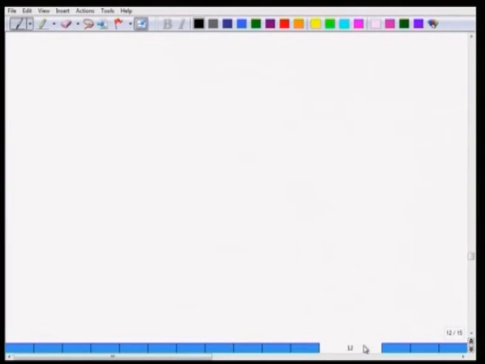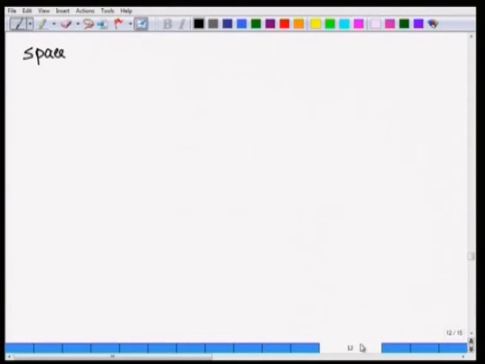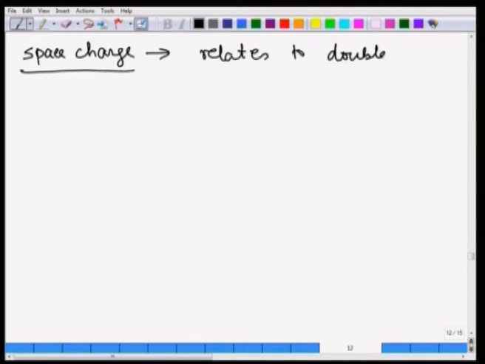The last one was also a space charge polarization. Let me see if I have given you the frequency domain in which this operates. Yeah, I have written 10 to the power 10. So, space charge polarization can operate at very low frequencies, and is really related more to electrochemistry and double layers, and is not of that great value in solids.